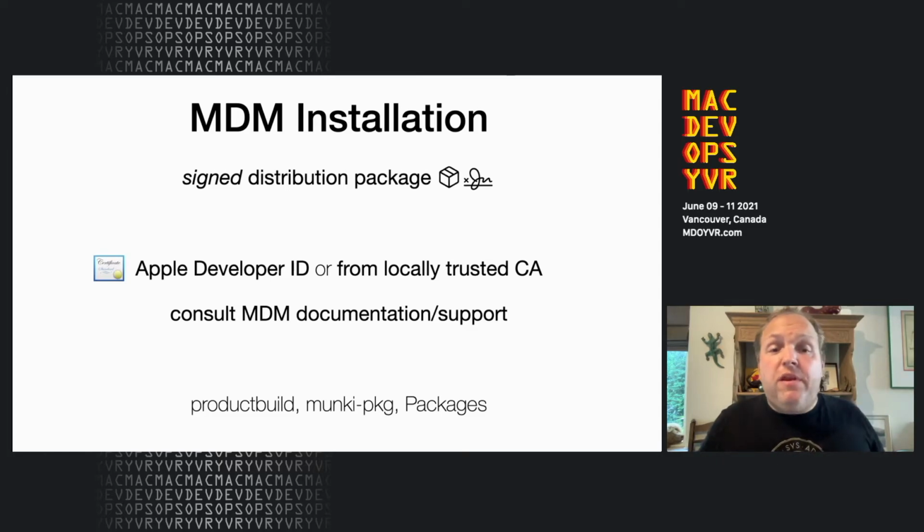You can sign it with the Apple Developer ID or a locally trusted certificate from a certificate authority. Consult your management system's documentation and support. These things are very, very different for each management system. There's details and nuances there. You can use productbuild, Munki package, or the Packages app. And James Smith will be talking later about this in his presentation on the Jamf PreStage.